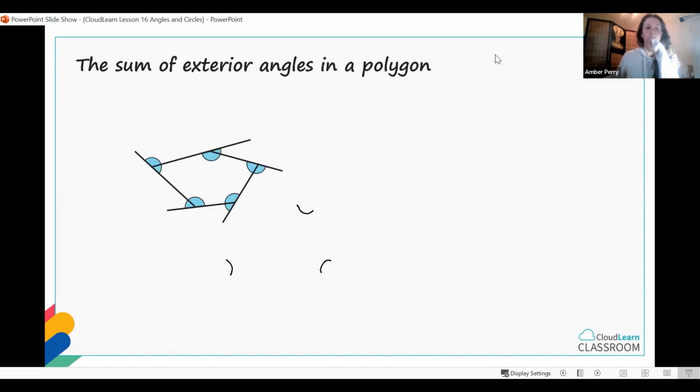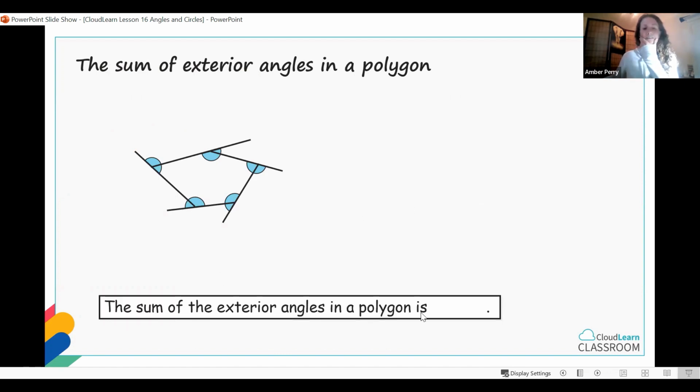So one of the most important things that you need to remember about angles in a polygon is that the sum of the exterior angles in a polygon is 360 degrees. And that's really, really useful because it does not matter how many sides the polygon has. So we could imagine that this is a pentagon. It's got 5 sides, and the exterior angles, you can see they've all been sort of drawn on for you. So these lines have been extended out.